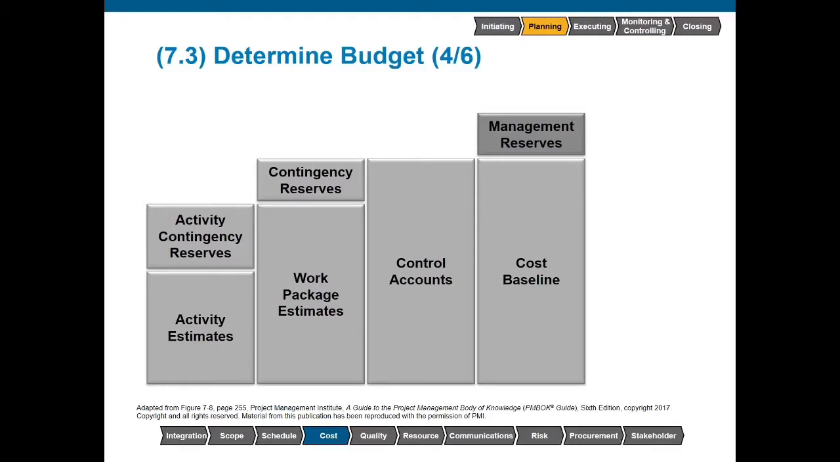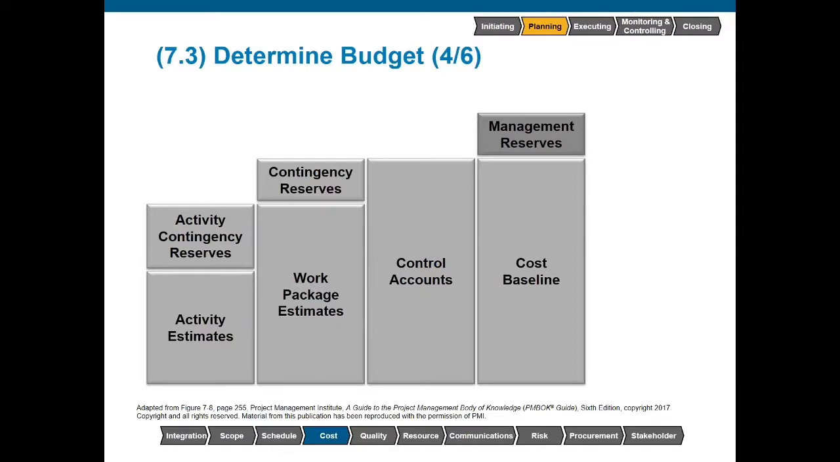Now, since this is outside of our cost baseline, it is very important to note this is controlled by somebody above the project manager's level. The PMBOK does not say exactly who. It may be the sponsor, it could be the project management office, it could be senior management within the organization. Suffice it to say, your boss. For exam purposes, it's always going to be somebody above the PM.